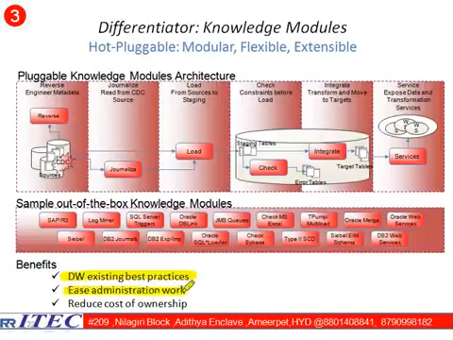Next, easy administration work. We can easily learn and we can do the administration. And reduce the cost of ownership. Maintaining this one is very easy. License cost, these all costs will be very, very less.